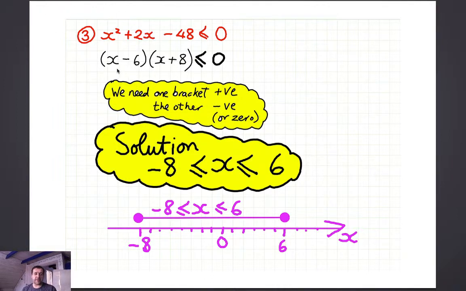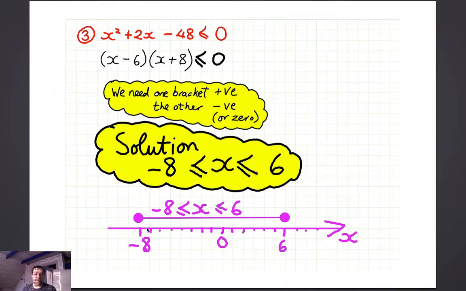So thinking about the possible values for this, if x is anything less than -8, then both brackets will be minus numbers. If x is anything more than 6, then both of these brackets will be positive numbers. So the way to get one of them being a positive number and one of them being a negative number is all of the values in between those two.